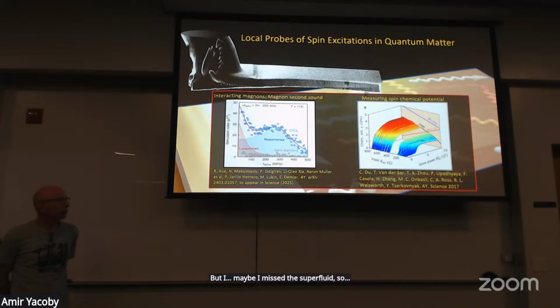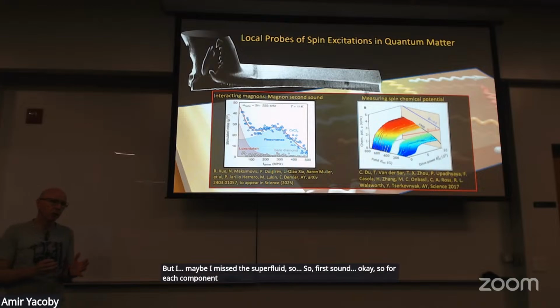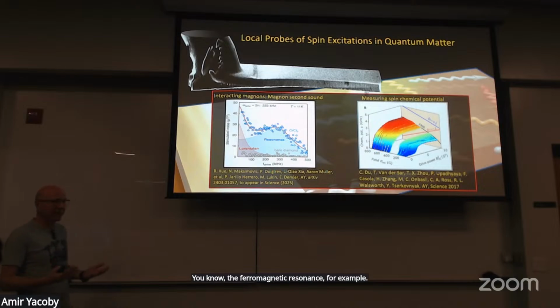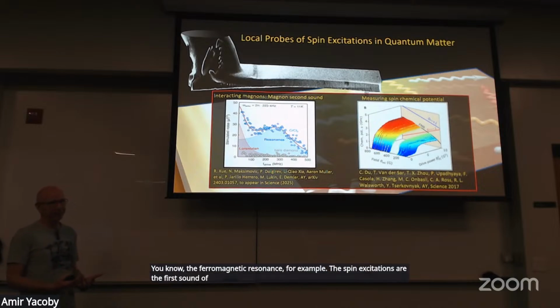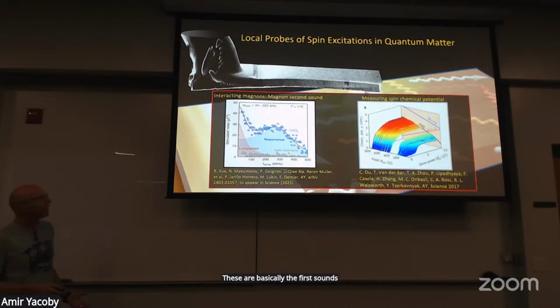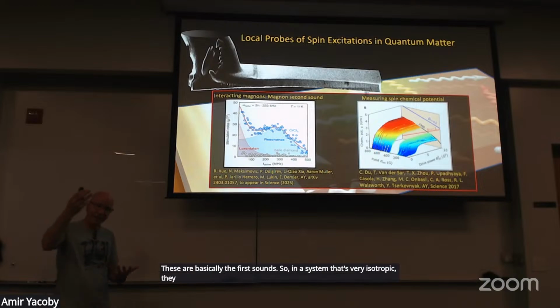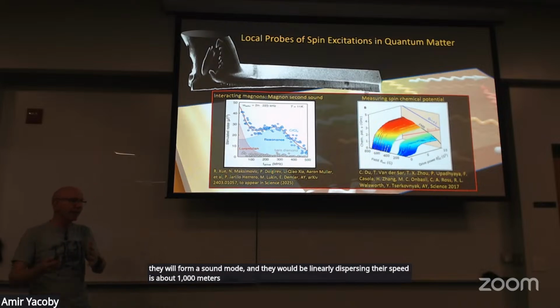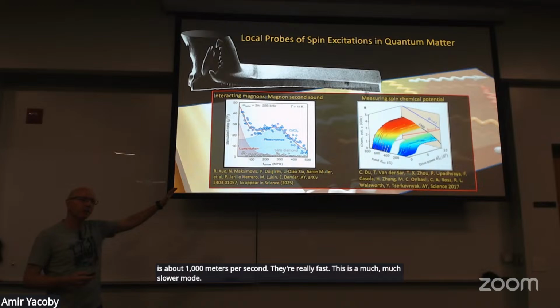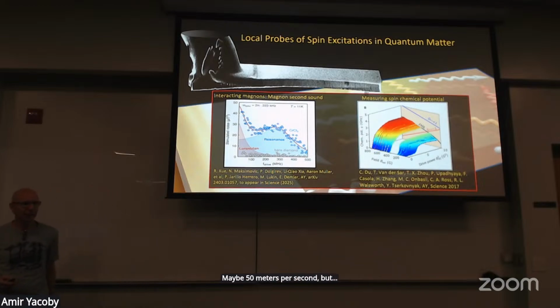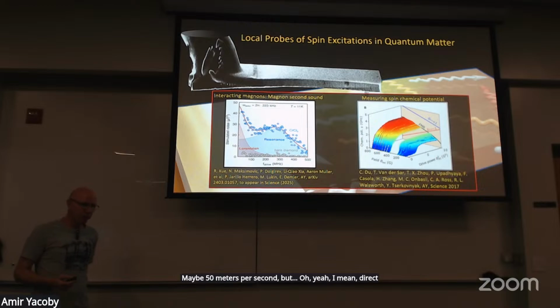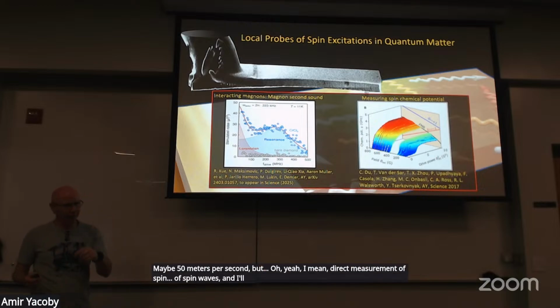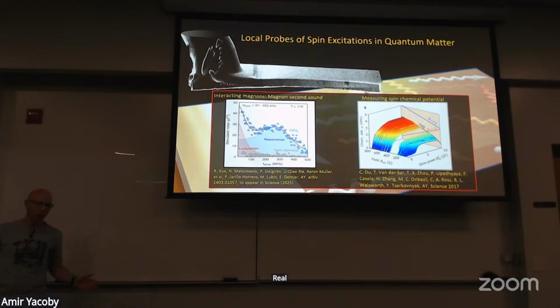So first sound, okay, so for each component, there would be a first sound. The ferromagnetic resonance, for example, the spin excitations are the first sound of the magnet. These are basically the first sound. So in a system that's very isotropic, they will form a sound mode, and they would be linearly dispersing. Their speed is about 1,000 meters per second. They're really fast. This is a much, much slower mode, maybe 50 meters per second. Oh yeah, I mean, direct measurement of spin waves, and I'll show tomorrow, I think, some real visualization of coherent spin waves, sound if you like, in magnets. Yeah.